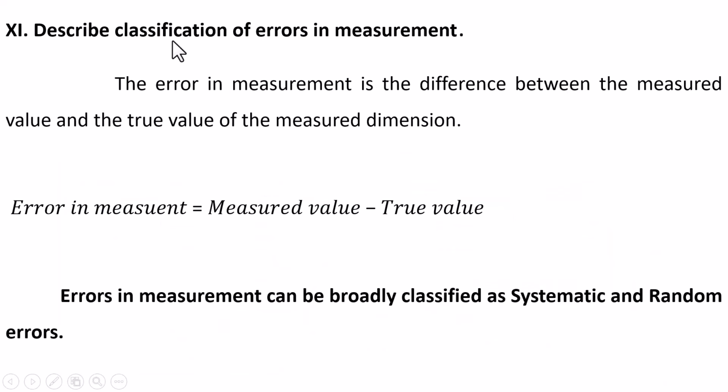Next question, describe classification of errors in measurements. The error in measurement is the difference between the measured value and the true value of the measured dimension. Error in measurement is equal to measured value minus true value. Errors in measurement can be broadly classified as systematic and random errors.